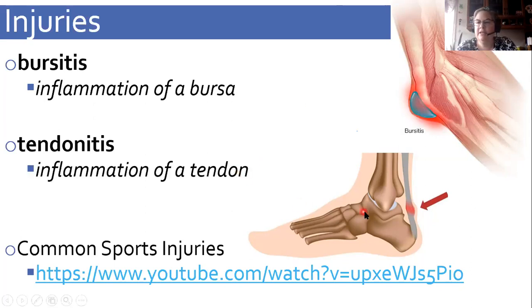Tendinitis is when we have inflammation of a tendon. So in this image here, we're seeing an inflammation of the Achilles tendon. So that's not a tear, so that's not the same thing as a strain, but every time I'm going to move my foot and I'm going to try to stretch that tendon, it's going to be really painful to me.